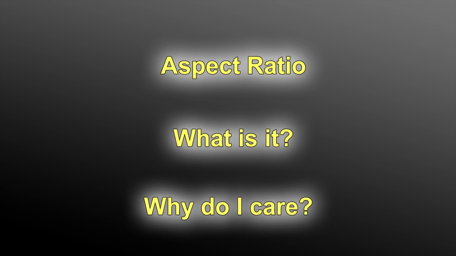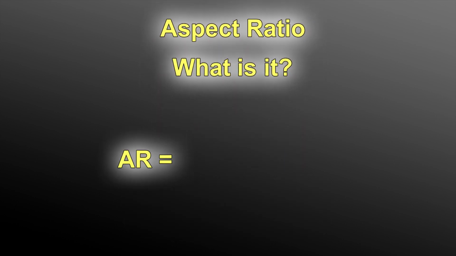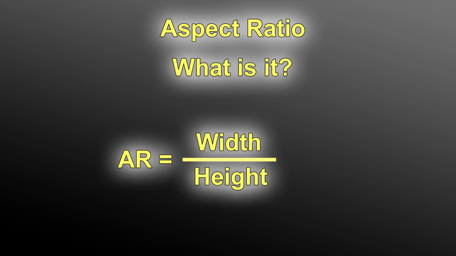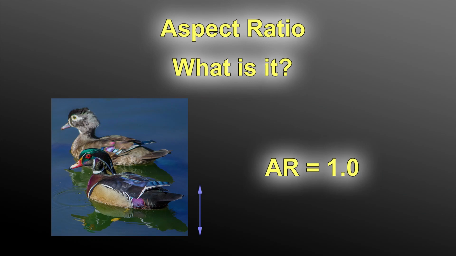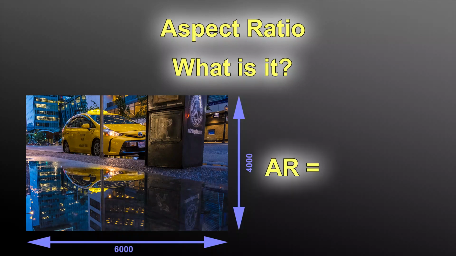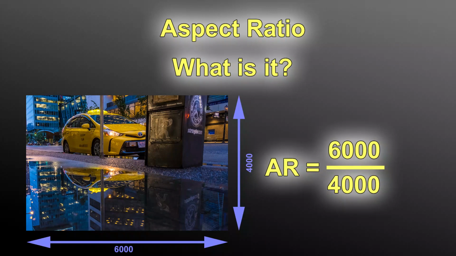Well, the first answer is easy. The aspect ratio is simply the ratio of one side to the other, width divided by height. A perfectly square image has an aspect ratio of 1, since the height and width are equal. The image straight out of my camera is 6,000 wide and 4,000 high. This gives an aspect ratio of 6,000 divided by 4,000, 1.5.